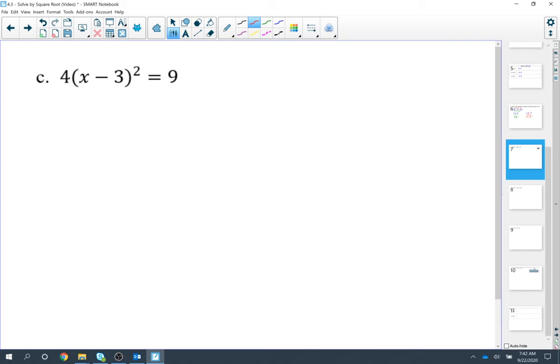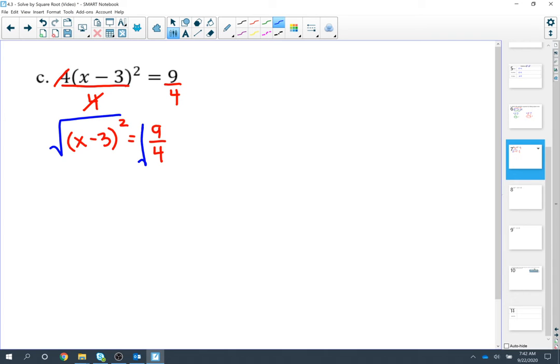Letter C, 4 times the quantity x minus 3 squared equals 9. Now, once again, here is my something squared. I need to isolate that before I take any square roots. So in order to get rid of my 4, I'm going to divide by 4. That's going to leave us with the quantity x minus 3 squared equals 9/4, and I'm just going to leave it as a simplified fraction. Now I have my quantity squared, so we can take the square root. Squared is going to cancel a square root. We're going to have x minus 3 equals.